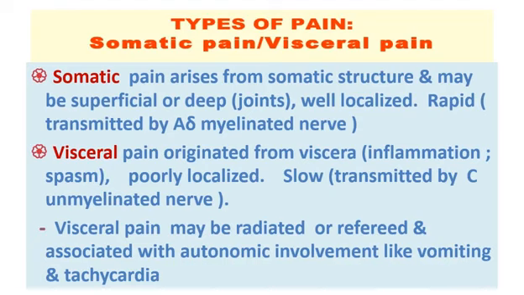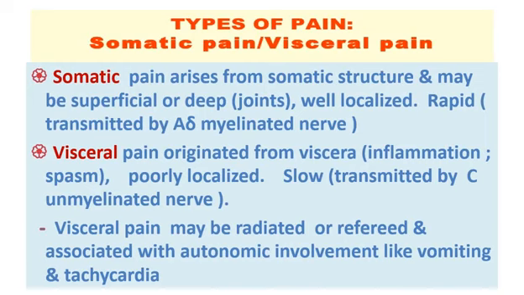The somatic pain arises from somatic structures, as we said, the skin, the muscles, soft tissues, and this could be superficial or deep like the joints. It is well localized, and the pain induction is transmitted by the action of rapid myelinated nerves. We call them the A delta nerves. So the pain will be sharp and well localized.